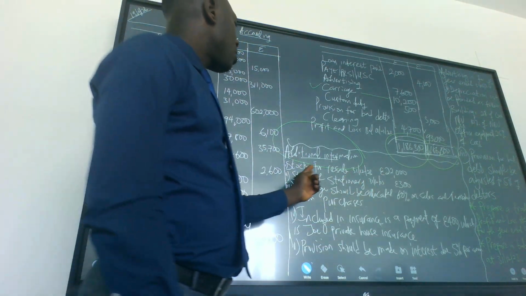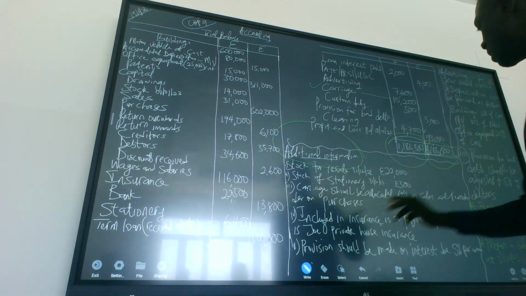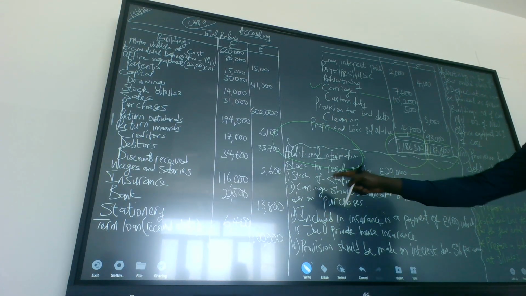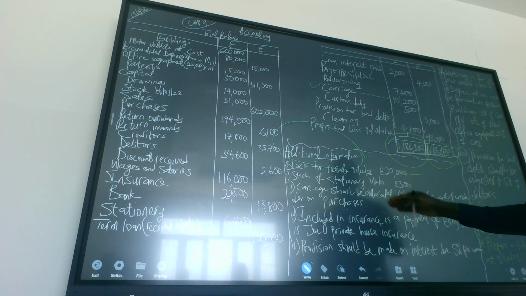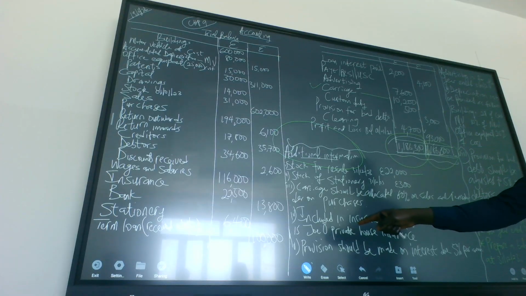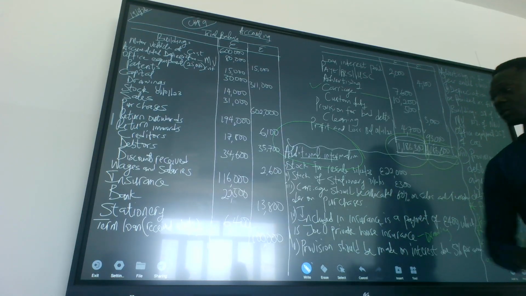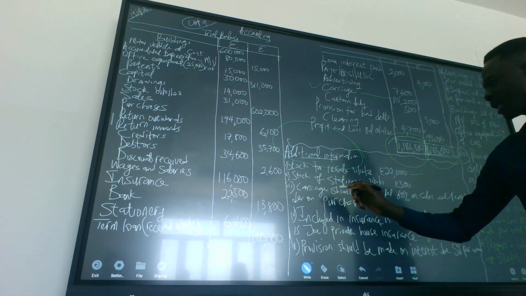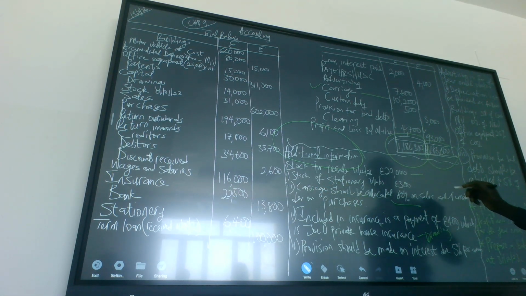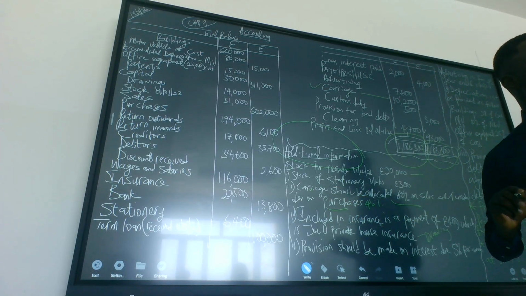They said stock for resale at 31/12/2023, and stock of stationery at 31/12/2023. The carriage is there. Included in insurance is a payment of 400, which is Joe's private house insurance, so this is going to be drawings. Carriage should be allocated 60% on sales, the remainder on purchases. So that means purchases will have 40%. Are you with me, please?